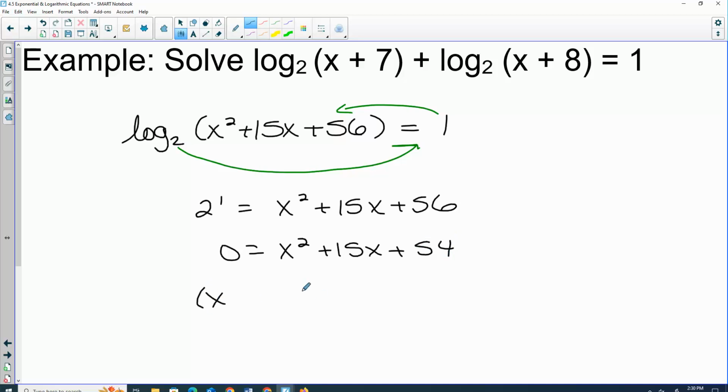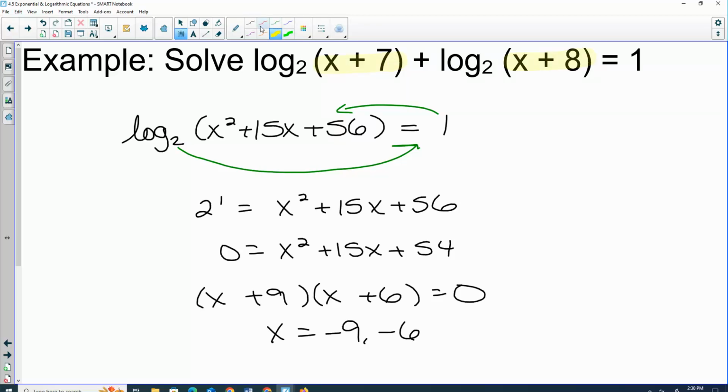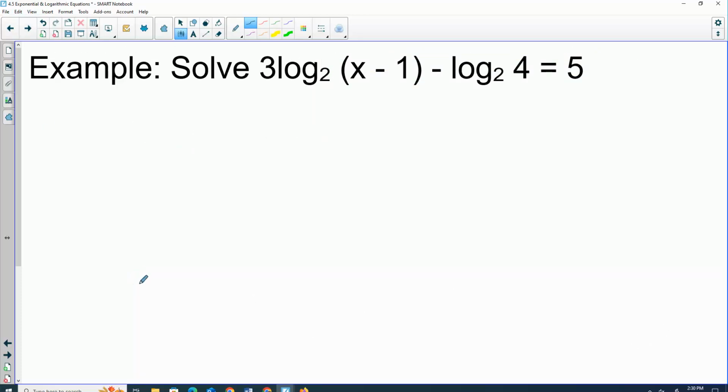What multiplies to 54 and adds to 15? Set those to 0 and we get -9, -6. But we check. -9 plus 7 is not positive, so that's out. -6 plus 7 is good, -6 plus 8 is good, so -6 is the solution. All right, how about this problem?